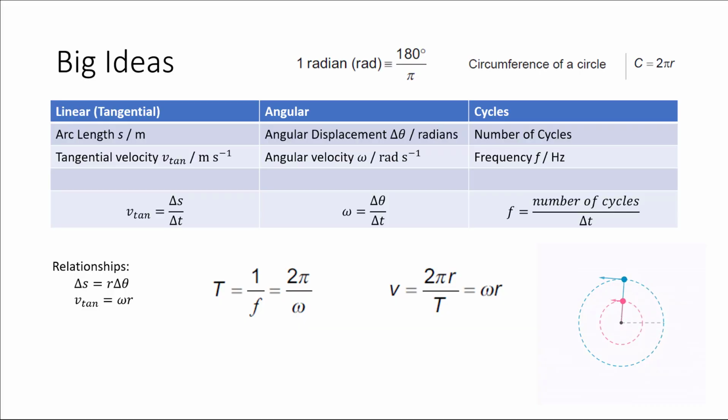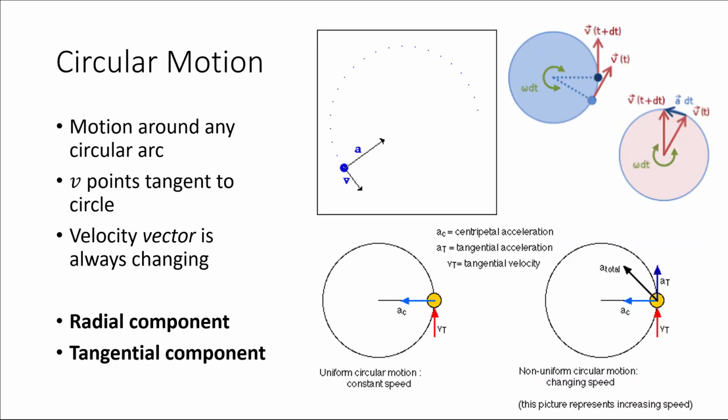Hi, this is a quick discussion of circular motion, and in particular, we're going to talk about radians and arc length, and how arc length is related to linear distance around a circle. So circular motion is motion around any circular arc. You don't have to go all the way around a circle. You could make really any turn with your motion. That's circular motion because we can describe it as part of a circle.